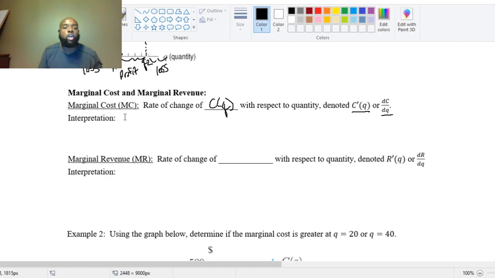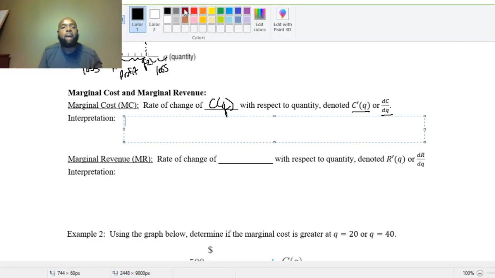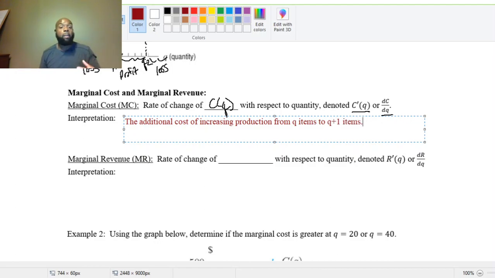There are ways that we can interpret this. I'm going to interpret this in one way. I'm going to say that your marginal cost is the additional cost of increasing production from Q items to Q plus 1 items. All right. Remember, our slope is the change in Y, or your output, for 1 unit change in your input, right? And so if I have Q items and I want to interpret C prime of Q, well, when I increase Q to Q plus 1, that's the additional cost of increasing that production from Q to Q plus 1.